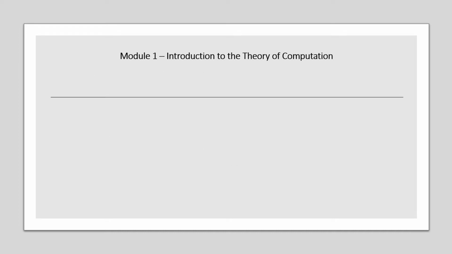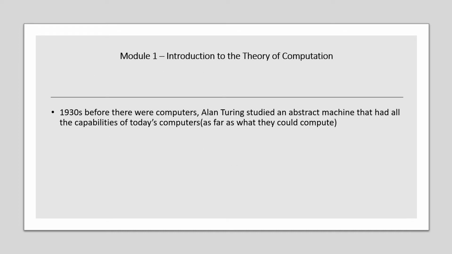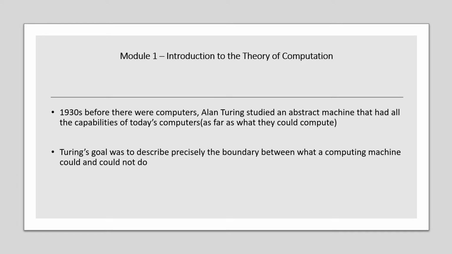So let's get started. In the 1930s, before there were computers, Alan Turing studied an abstract machine that had all the capabilities of today's computers. It was called the Turing machine. We are going to learn about the Turing machine in this course.